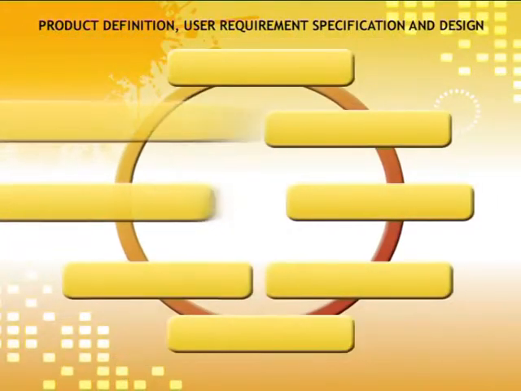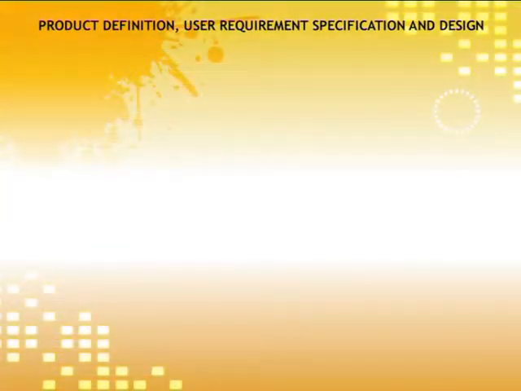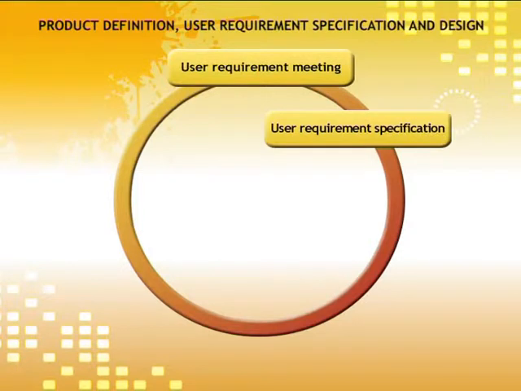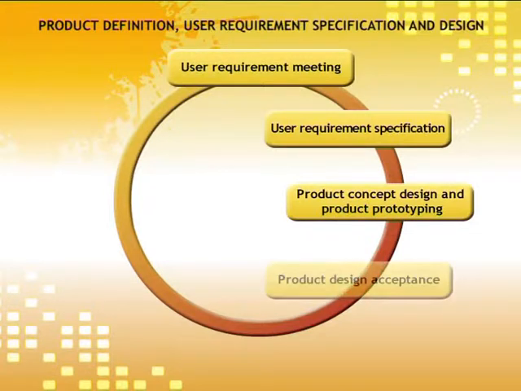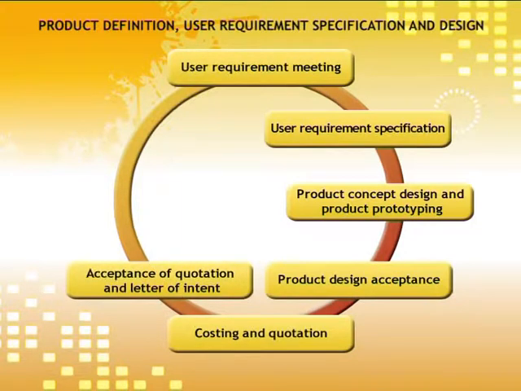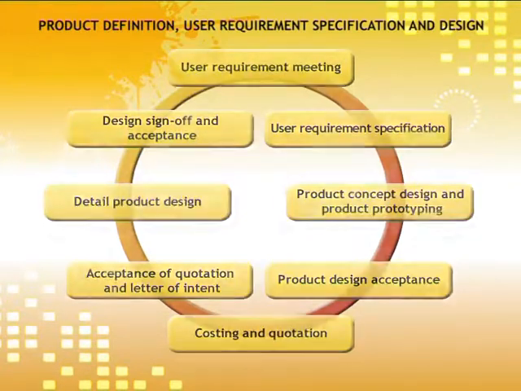Product definition, user requirement specifications and design comprise the following steps. User requirement meeting, user requirement specification, product concept design and product prototyping, product design acceptance, costing and quotation, acceptance of quotation and letter of intent, detailed product design, design sign-off and acceptance.